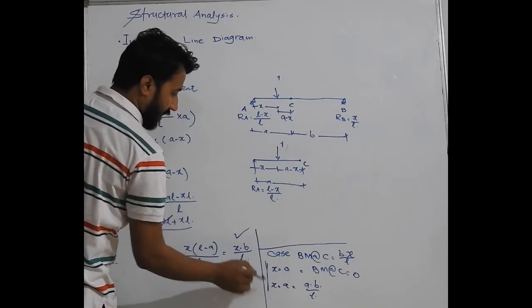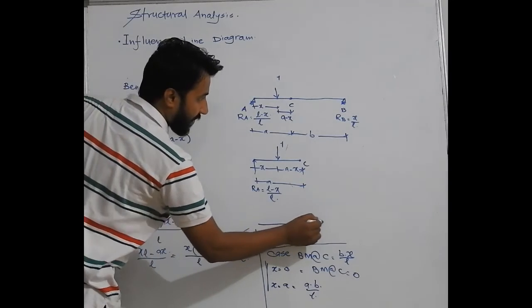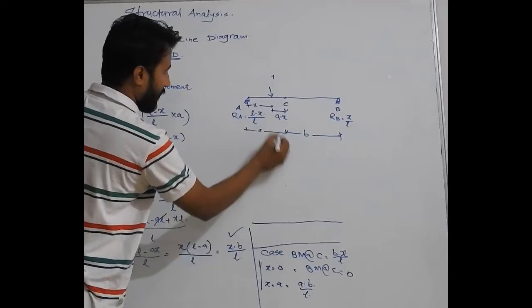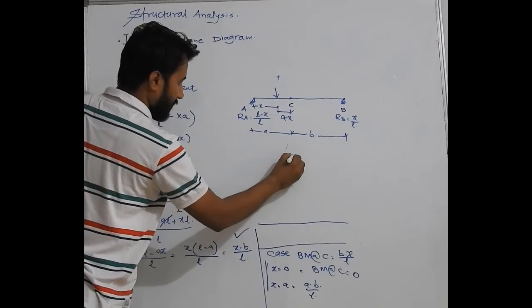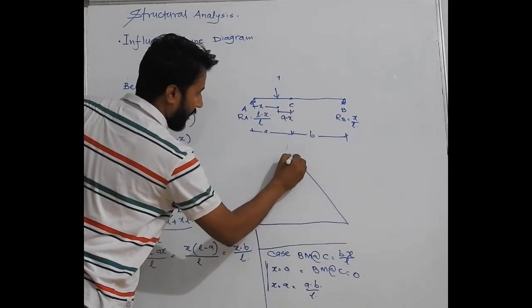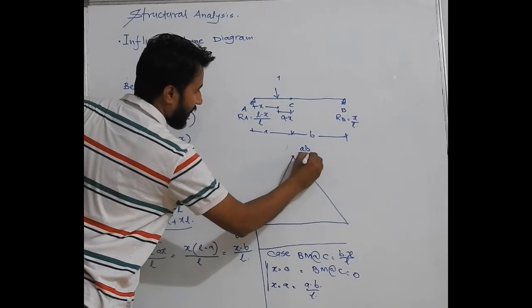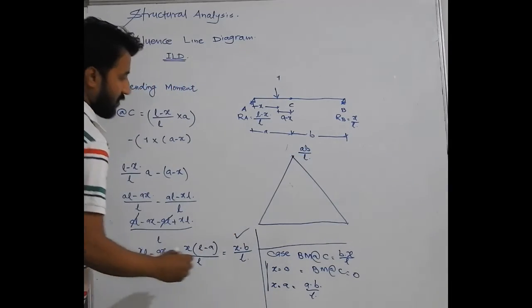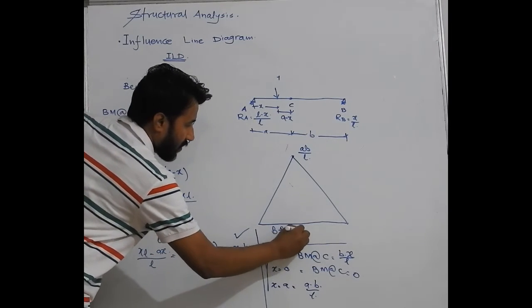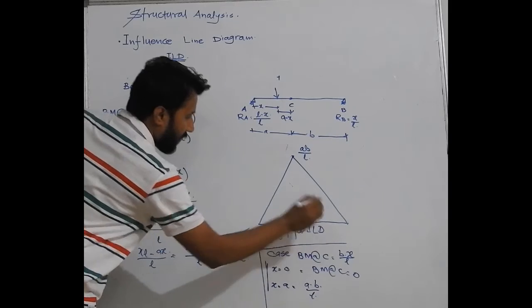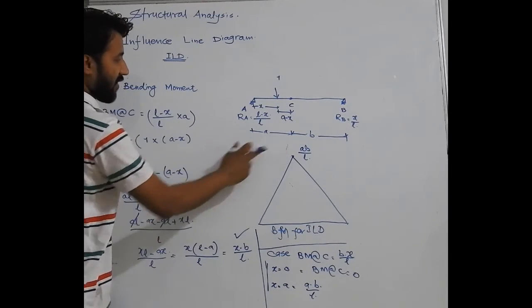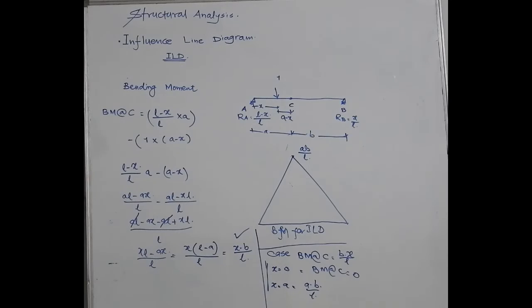So looking at this diagram, we will draw the bending moment diagram at C. The maximum bending moment at C will be like this. This we will draw, and at this point the bending moment will be AB by L. So this is the bending moment for ILD. These are the things we have to remember: the bending moment for ILD is AB by L.